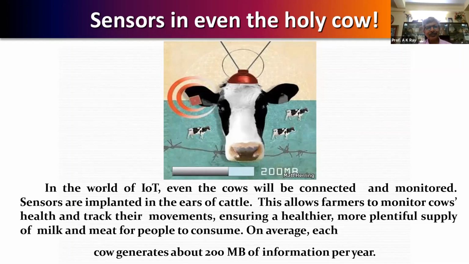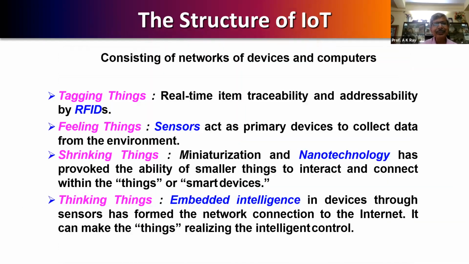A cow generates about 200 megabytes of information per year. Imagine, only a simple cow, and it has so much data. It's the same for cows, goats, everything. Even the animals. Jokingly, while I was in Shibpur, I used to tell that your dog will talk via the internet with my dog tomorrow, and that will be the state of things through IoT.